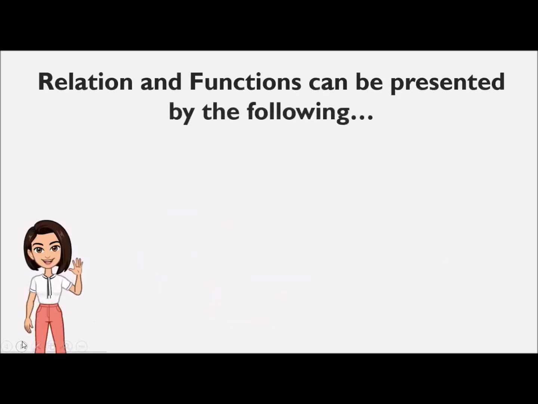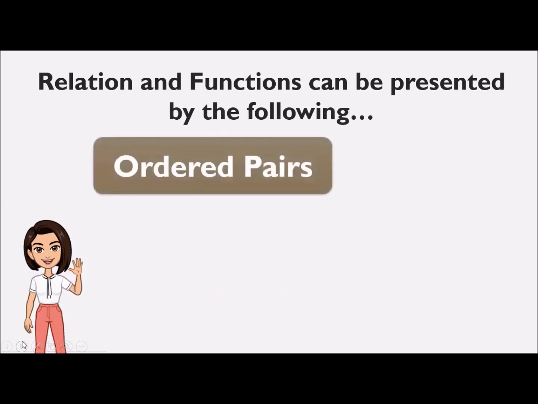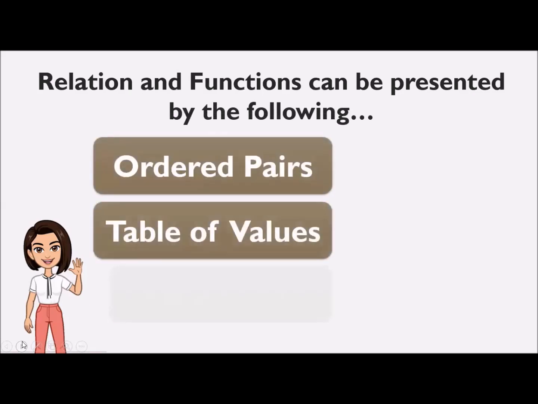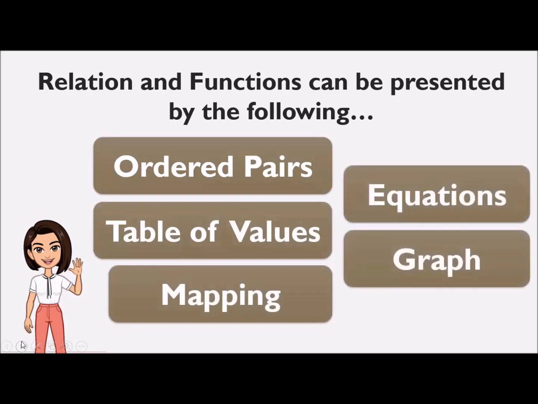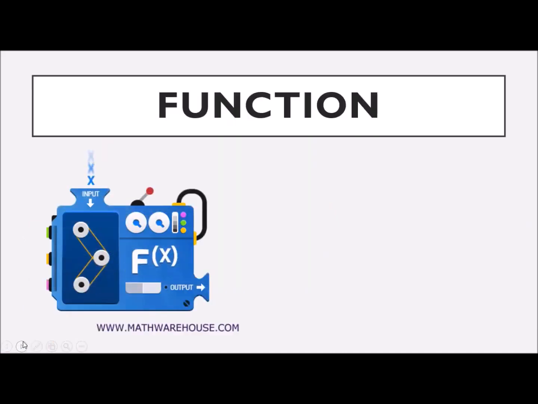And then we also tackled the different presentations of relations and functions. We have the ordered pairs, the table of values, the mapping, the equations, and the graph. We could easily identify which is a relation and which is a function based on these presentations. So right now, let us look at this figure.